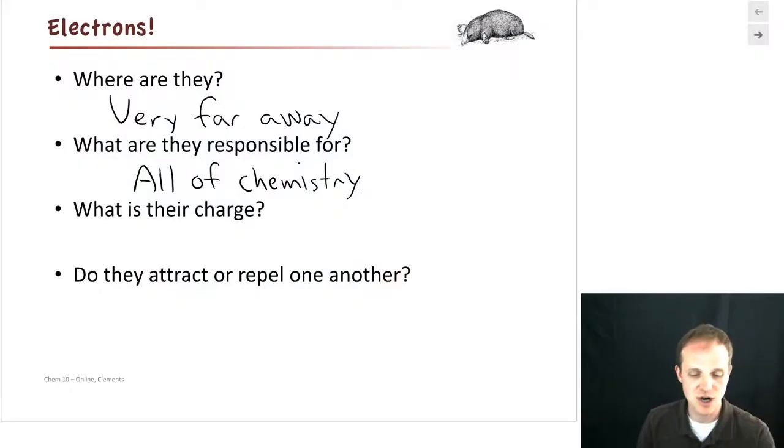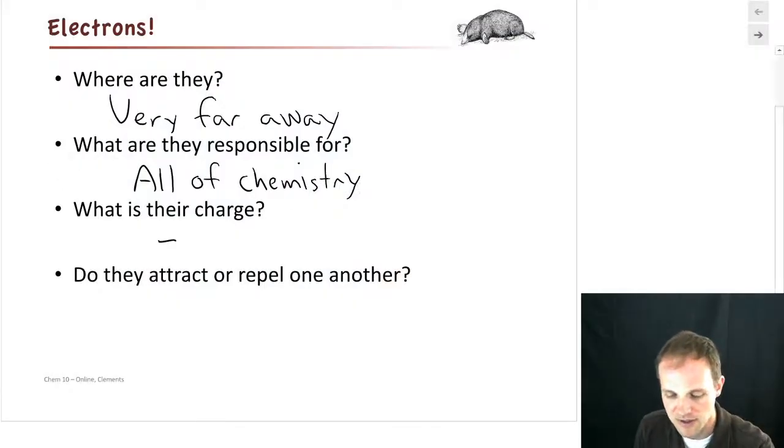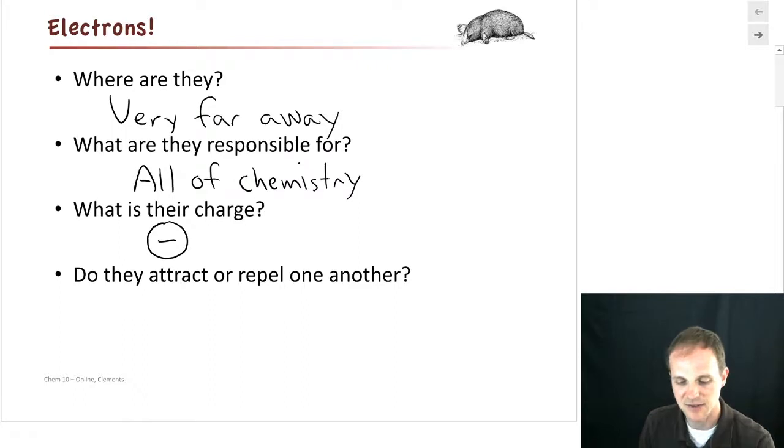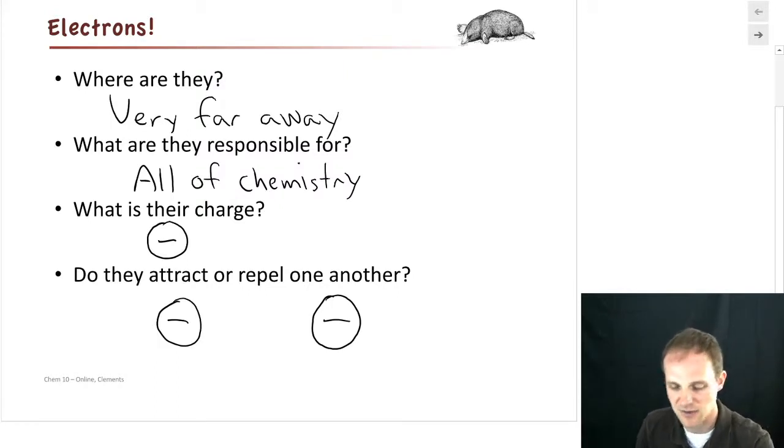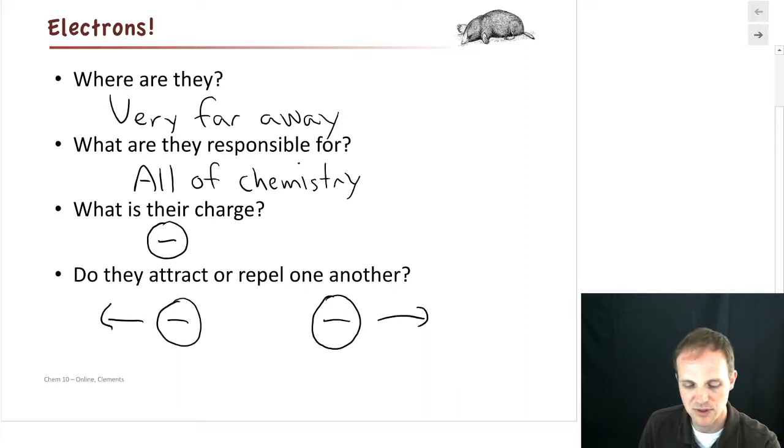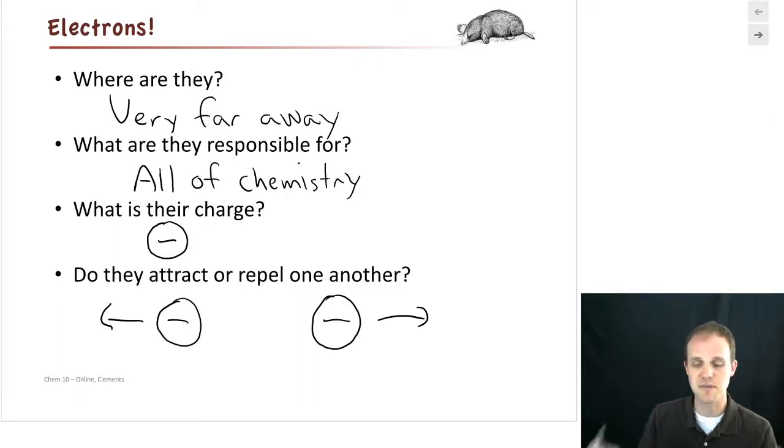Okay, so what was the charge on an electron? If you remember, the charge on an electron was negative. And do they attract or repel one another? Well, just like the same side of a magnet, north and north, south and south, they are going to repel each other. Now, it's going to be really important later on to realize that electrons don't really want to be near each other. They will if they have to, but they don't really want to. They're going to repel each other and try to get away from each other.